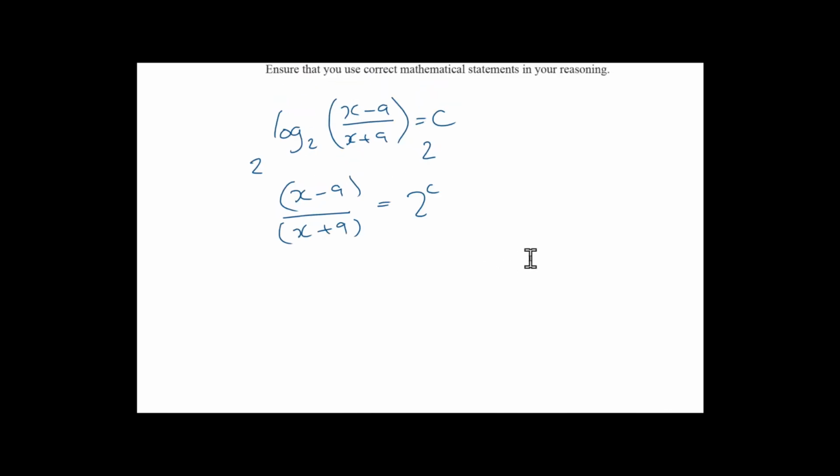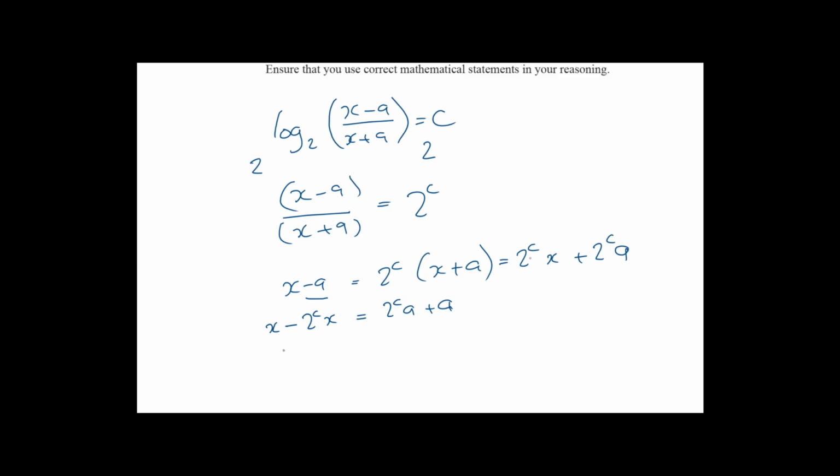Let's have a look. So let's move this down because I think I'm going to need more room to do this. Let's bring the denominator over the other side. So x minus a is going to be equal to 2 to the c times x plus a. We're making x a subject. So let's expand this out here. So 2 to the c of x plus 2 to the c of a. And let's bring all the x's over one side. So x minus 2 to the c of x is going to be equal to 2 to the c of a plus a. So I brought that a over.